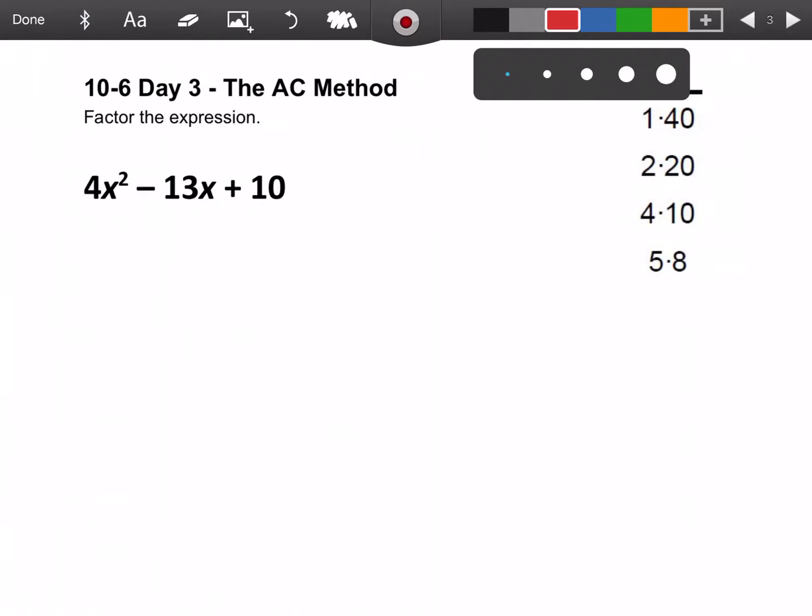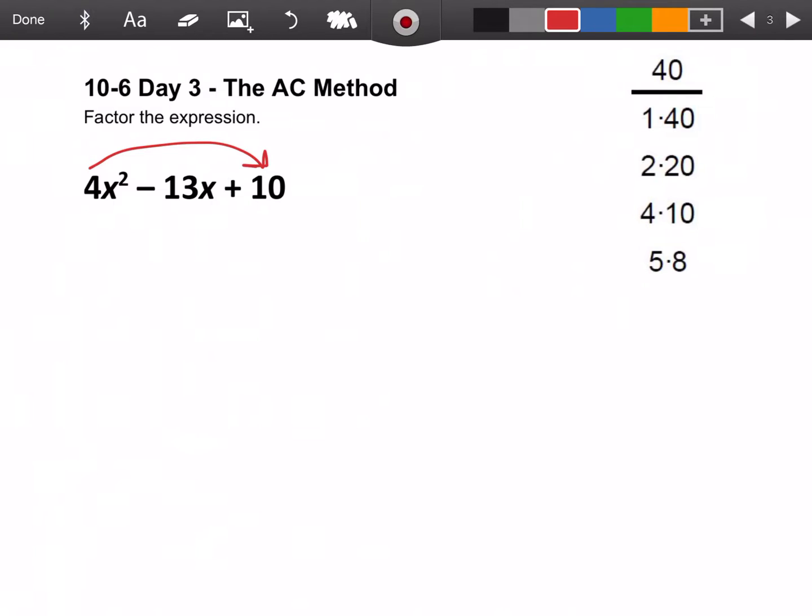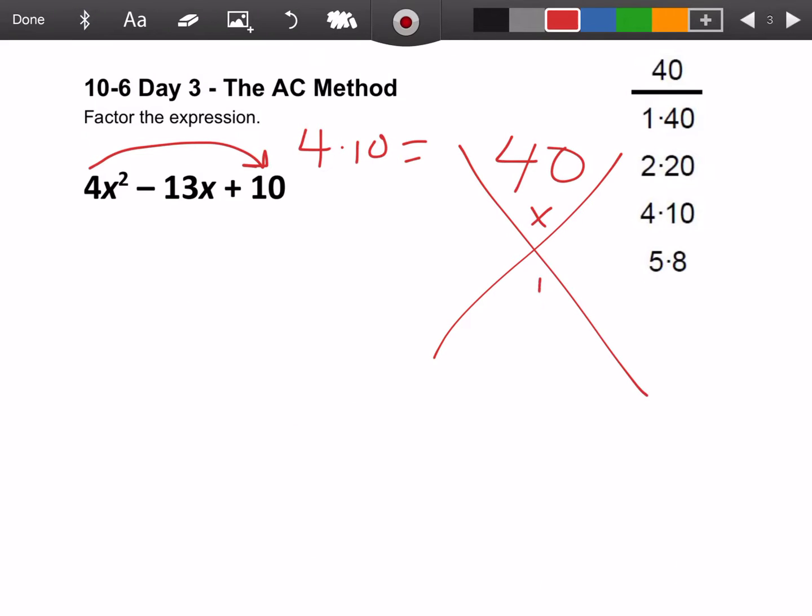Another example here, doing our AC method again, we have 4 times 10, which equals 40, which I'll put right into our diamond like that. It has to multiply to 40, but add to negative 13. So that's a little bit trickier one. We have 5 and 8. Now 5 times 8 gives us 40, but 5 plus 8 doesn't give us a negative 13. But if we make them both negative, a negative 5 and a negative 8, that's still going to multiply to a positive 40, and then it's also going to add to a negative 13.